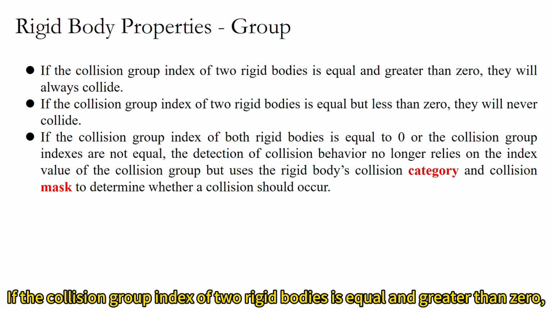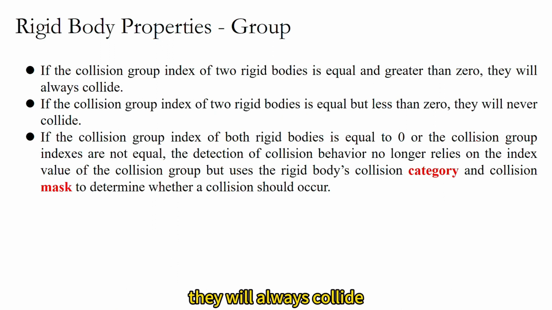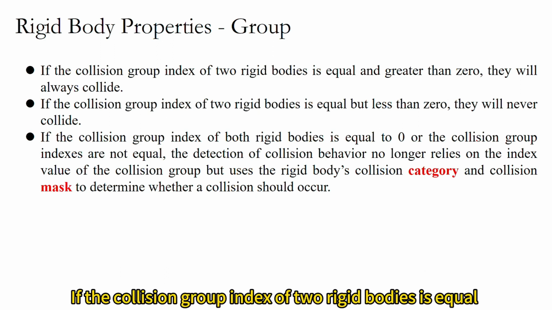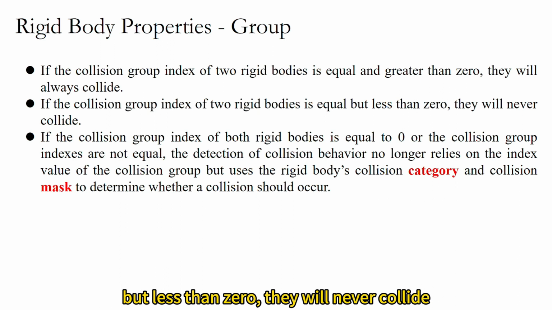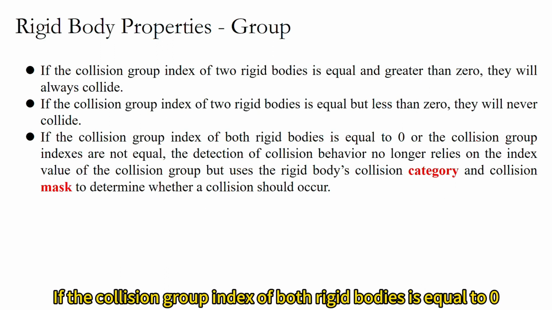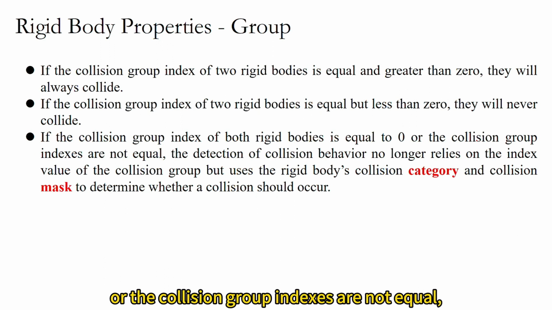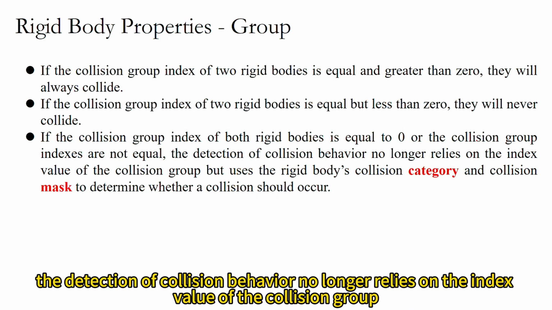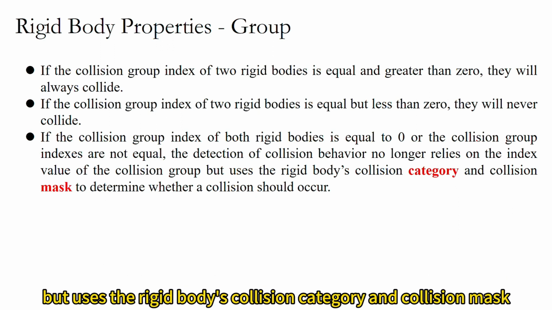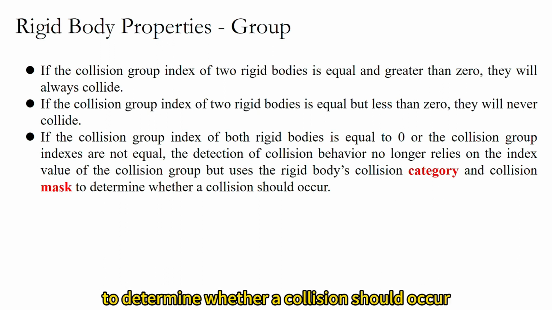If the collision group index of two rigid bodies is equal and greater than 0, they will always collide. If the collision group index of two rigid bodies is equal, but less than 0, they will never collide. If the collision group index of both rigid bodies is equal to 0, or the collision group indexes are not equal, the detection of collision behavior no longer relies on the index value of the collision group, but uses the rigid body's collision category and collision mask to determine whether a collision should occur.